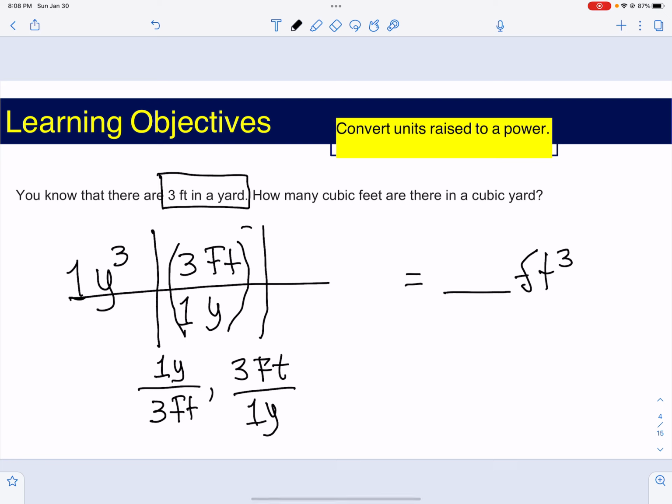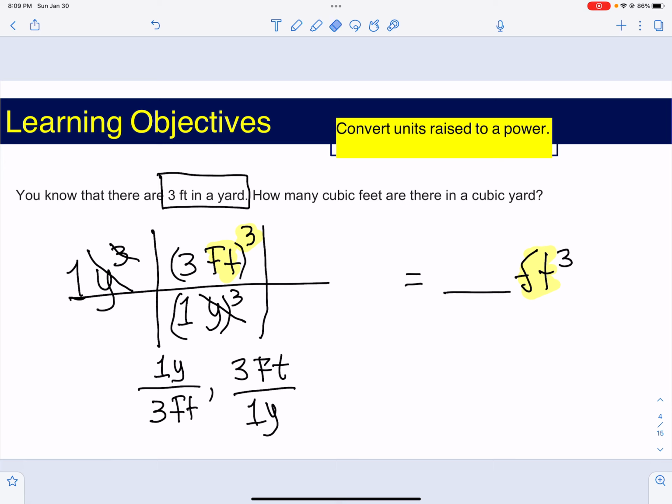we cube everything. In other words, we are cubing that, and we are cubing that. Same thing. So what happens there then? Well, the cubic yards cancel with the cubic yards, and that gives us what remains, which is the cubic feet, which is what we're looking for.